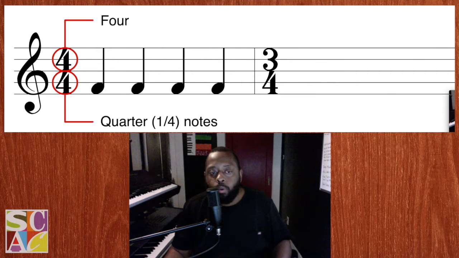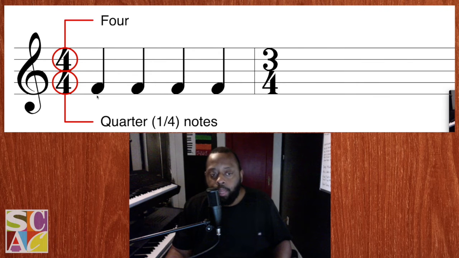Now here comes the quarter notes that we saw in the previous video. Quarter, quarter, quarter, quarter. Now, as I stated, the top number here is 4, which means only 4 beats can complete this measure. And the bottom number represents what note is going to get the beat. And in this case, it's the quarter note.